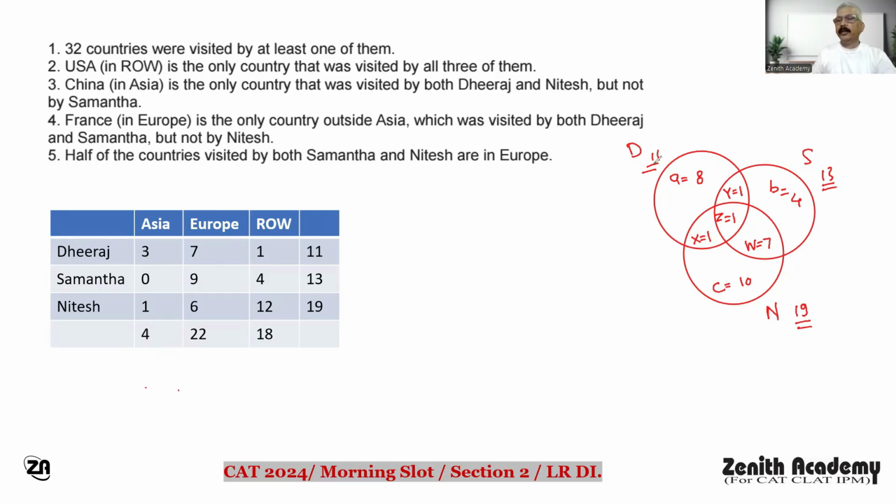One country where Dheeraj and Samantha are going together. One country where Dheeraj and Nitesh are going together. And there are 7 countries where Samantha and Nitesh are going together. And only one country where Dheeraj, Samantha and Nitesh all go together. Now see this point. Half of the countries visited by both Samantha and Nitesh are in Europe.